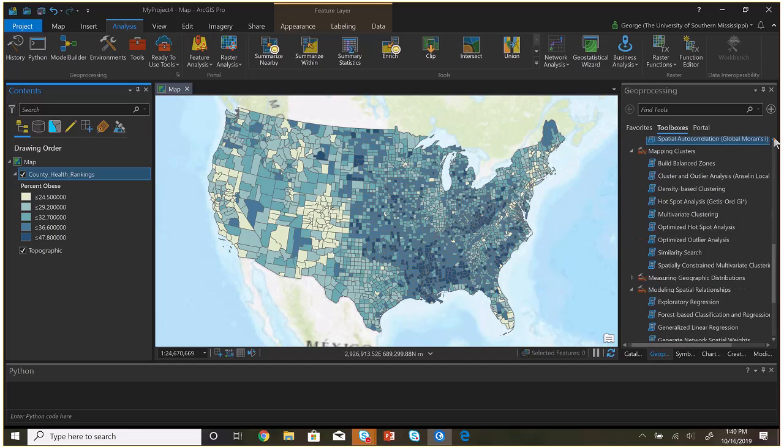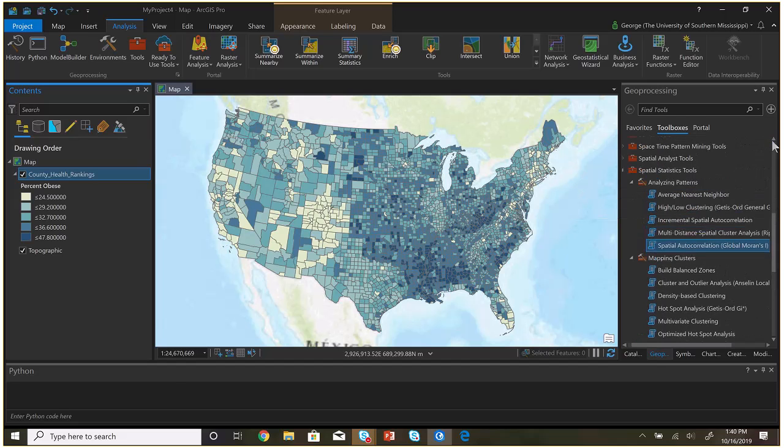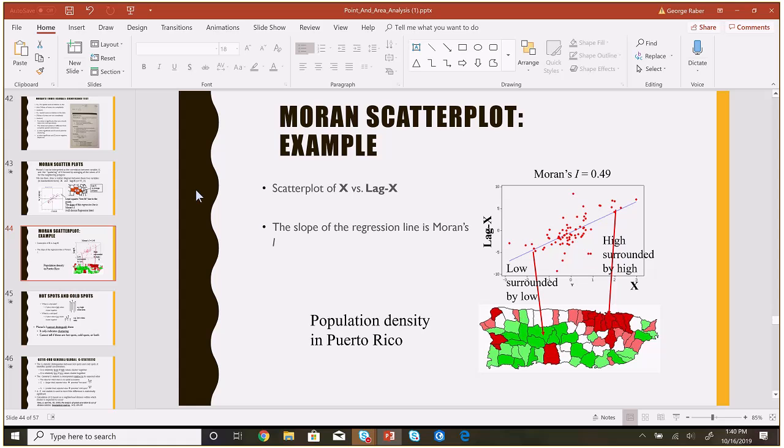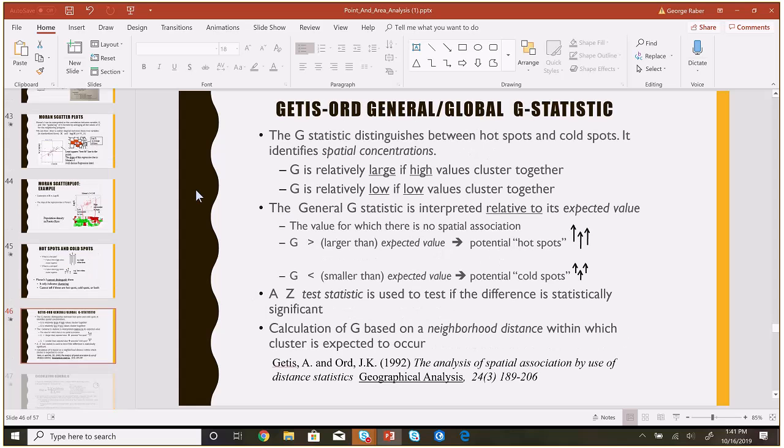Moran's I is what's created when you run this tool right here, spatial autocorrelation, right? So there is a way to run other analyses that look at local autocorrelation happening in the local areas. Hotspots are where the high values cluster together. The cold spots are where low values go together. The global Moran's I can't distinguish those. It's just giving you one number for the entire area. You can't tell if they're hot spots, cold spots, or both. It's just telling you that number.